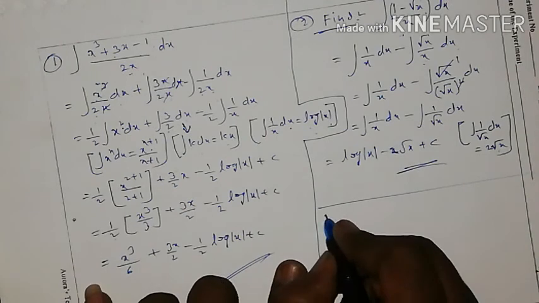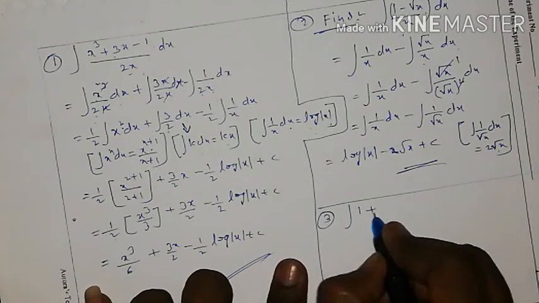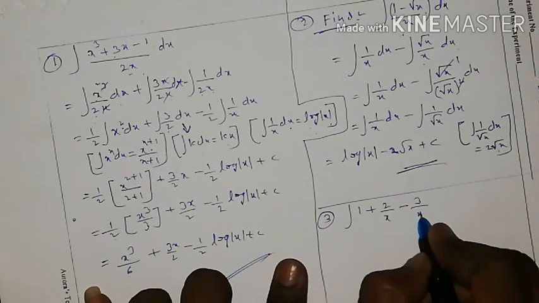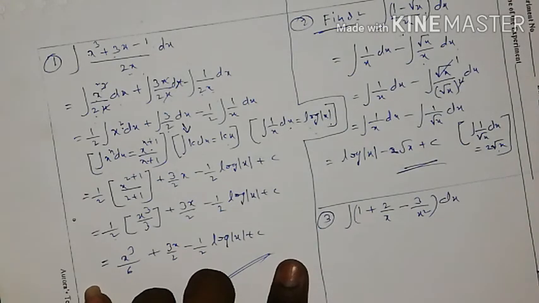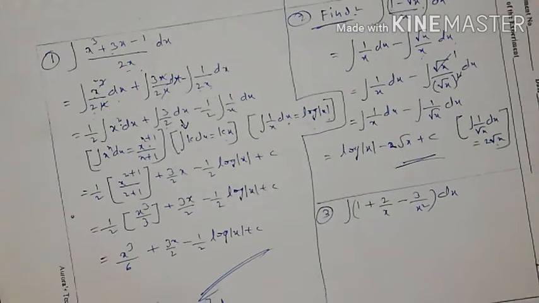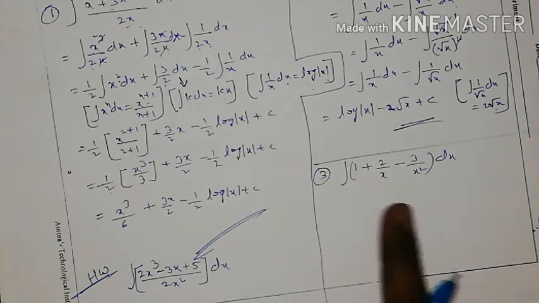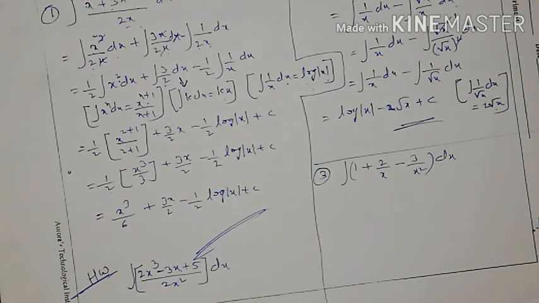Okay. I am taking one more problem. Integration of (1 plus 2 by x minus 3 by x square) into dx. This is one more problem now. Simple only, simple simplification. So here you can separate directly.